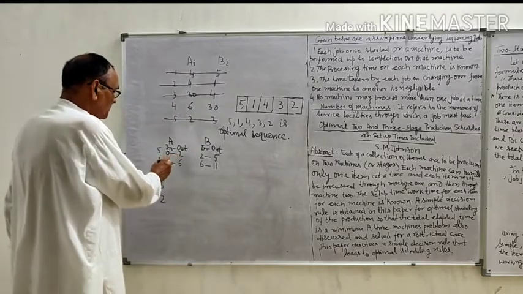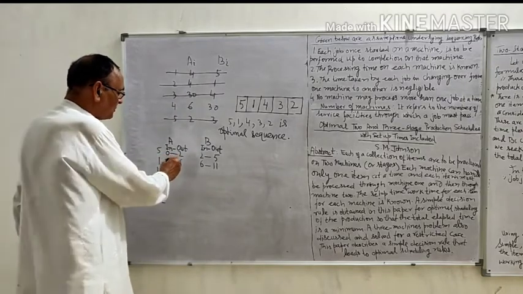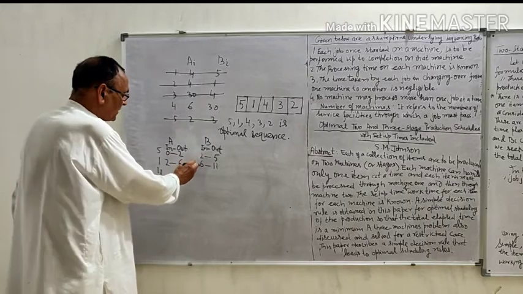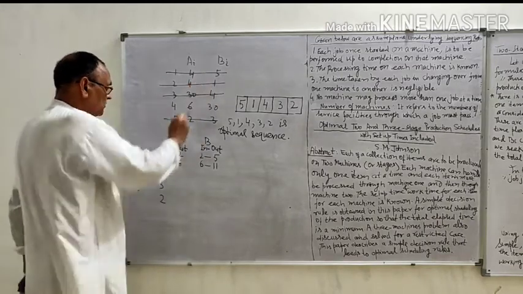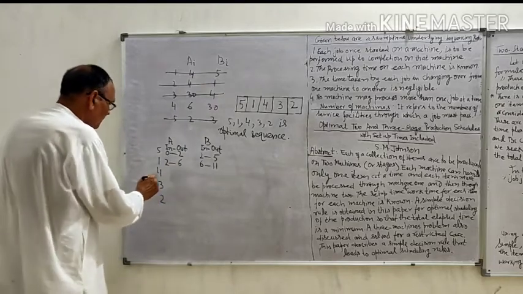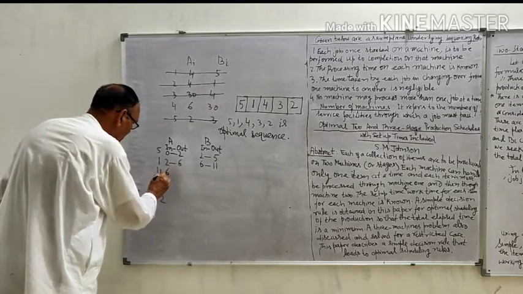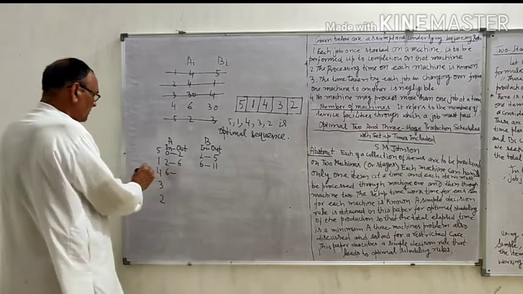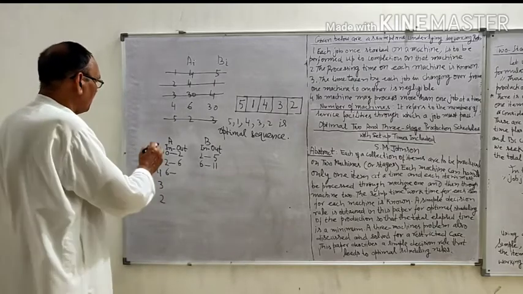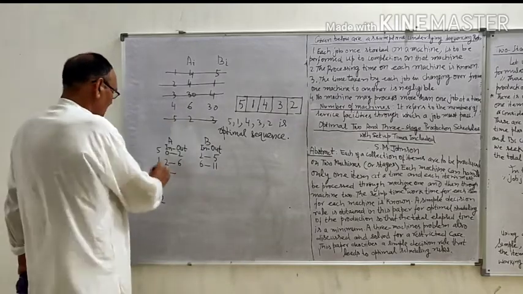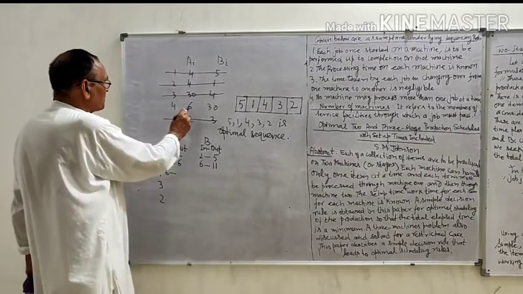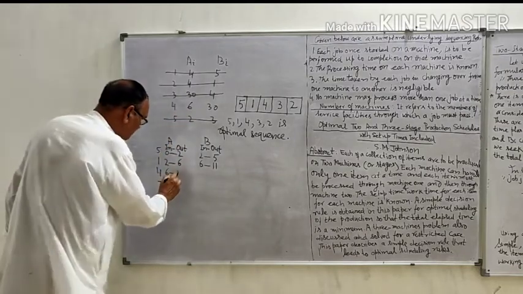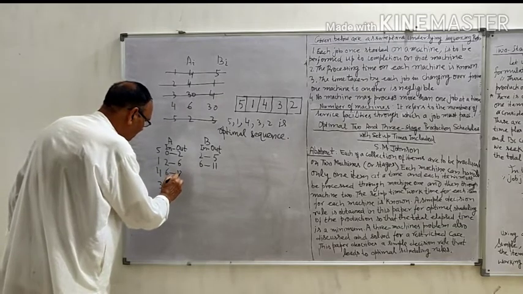Here this job is available at 6 to be processed on machine B, and the processing time of job 1 for machine B is 5. And now machine A is available at 6, no problem. Fourth job, the processing time on the first machine is 6, 6 plus 6 is 12.